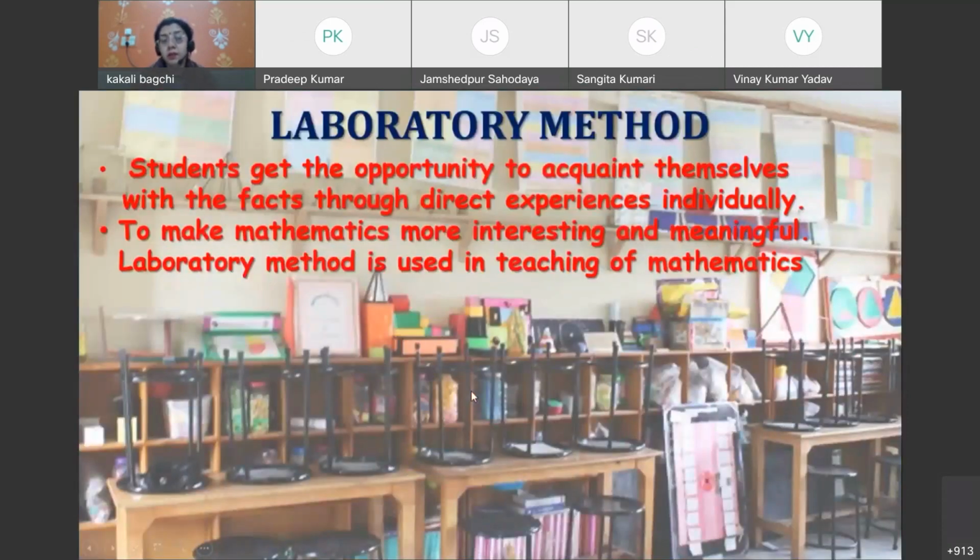Now, laboratory method: here students get the opportunity to acquaint themselves with facts through direct experiences, and it makes mathematics more interesting and definitely hands-on. See, I am a teacher like you. I know under how much work pressure we all are working. So I promise you, I will not say anything which is beyond your curriculum or for which you will have to cut down time from your teaching period.